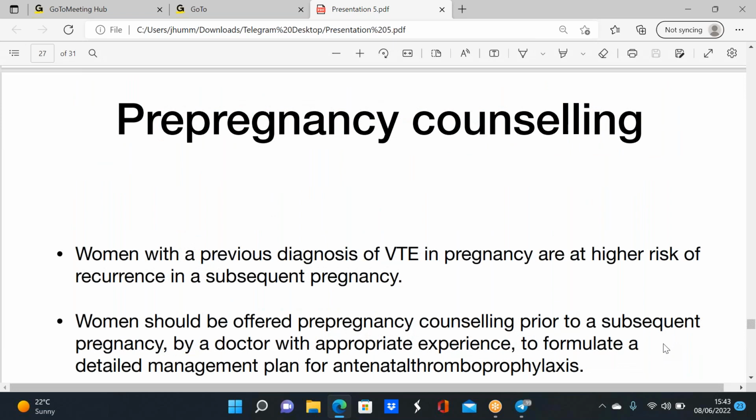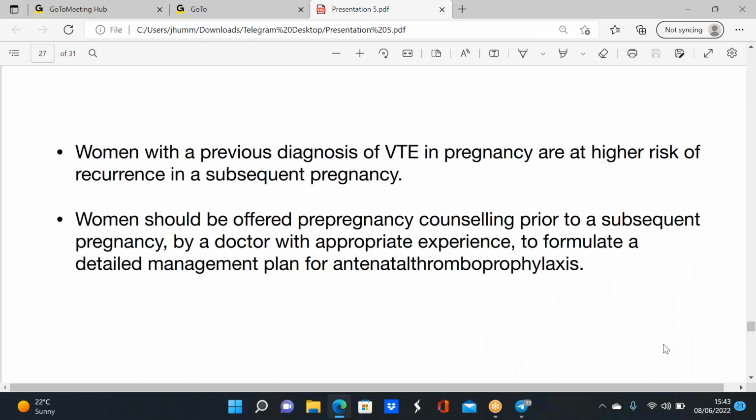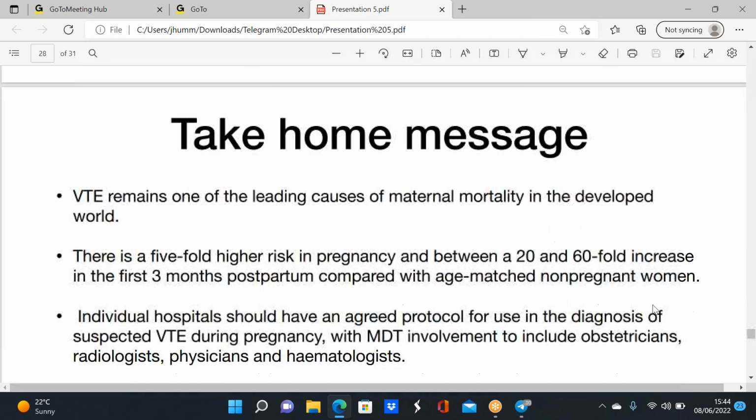Pre-pregnancy counseling. Women who had a previous diagnosis of VTE in pregnancy are at high risk of recurrence in a subsequent pregnancy. Women should be offered pre-pregnancy counseling prior to a subsequent pregnancy by a doctor with appropriate experience, to formulate a detailed management plan for antenatal thromboprophylaxis. It's very important.